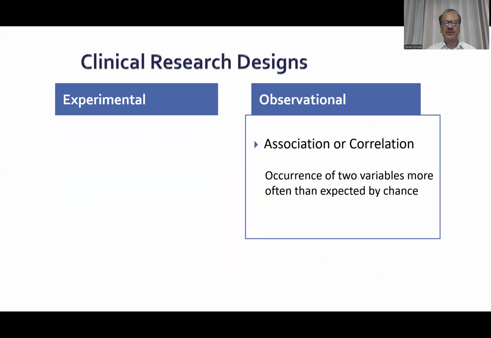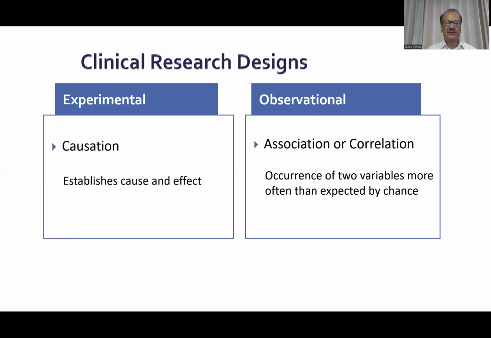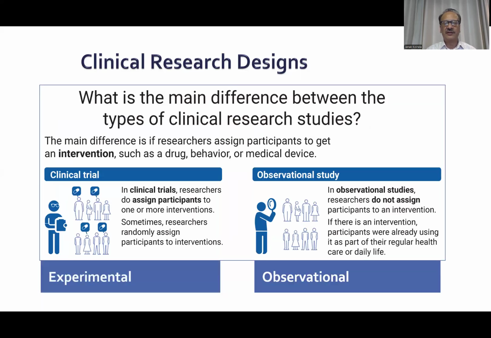Observational study only establishes, as I said earlier, association or correlation between two or more variables, whereas experimental study actually establishes cause and effect. In observational study, the researchers do not assign participants, they just do passive data collection. On the other hand, in clinical trials, we actually assign participants to one or more interventions and collect data.